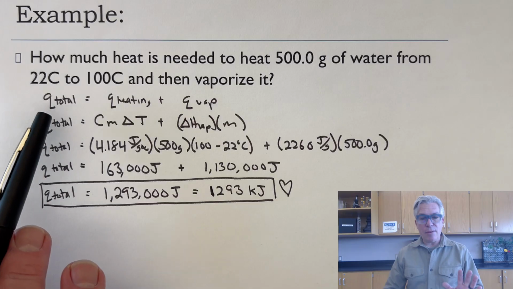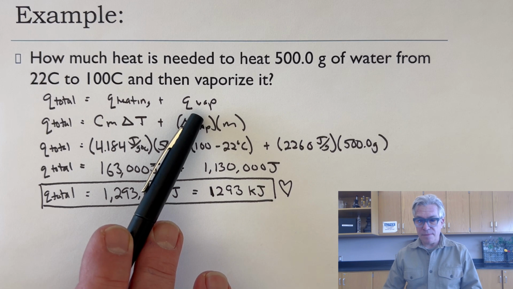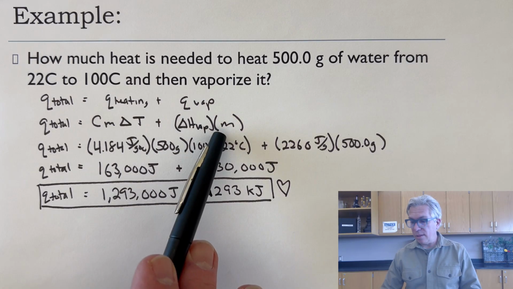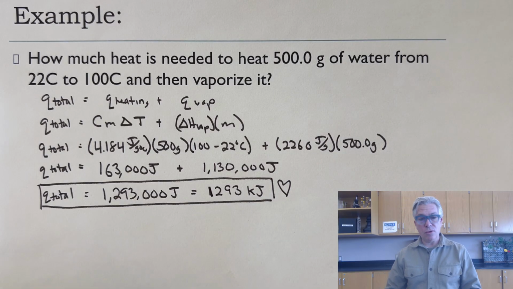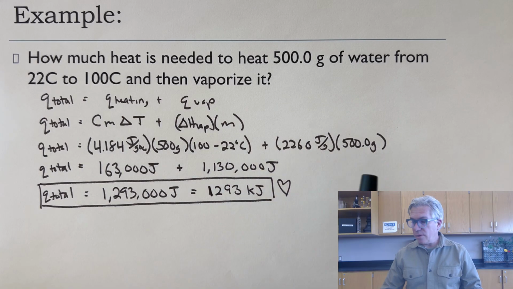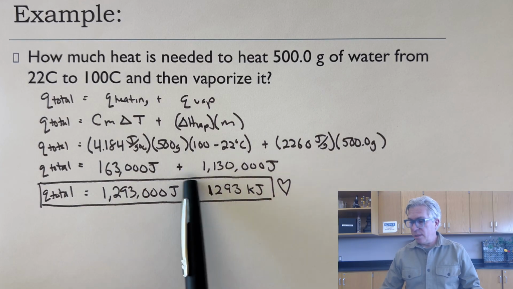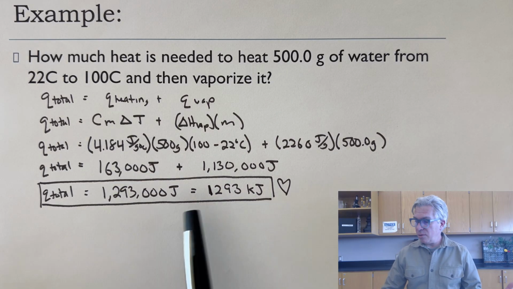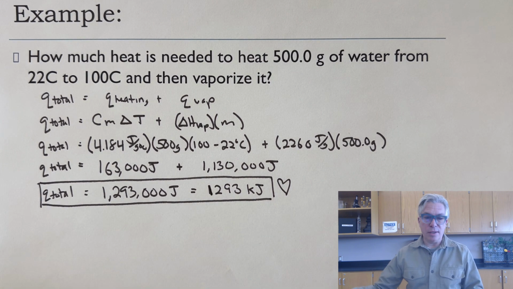What we can do is say, all right, I want to know the total heat. But there's two processes, Q for the heating and Q for the vaporization. Cm delta T for the heating, heat of vaporization times mass for the vaporization part. If I treat them separately and calculate each one and add up the total, that's what I'm going to do. So 4.184 times 500 times the 78 degrees it's going up. Add to it the 2260 times the 500, and you get two different numbers. This one is vastly bigger than this one. It takes a lot more heat to vaporize than to change the temperature, but it works out to just under 1,300,000 joules or 1293 kilojoules.